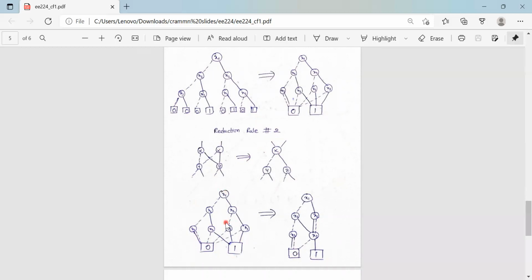We can reduce this tree further by combining nodes. Here, these two are equivalent: the dotted line is connected here and here, and the solid line is connected here and here. So these three are the same, and we will combine all three to give this.